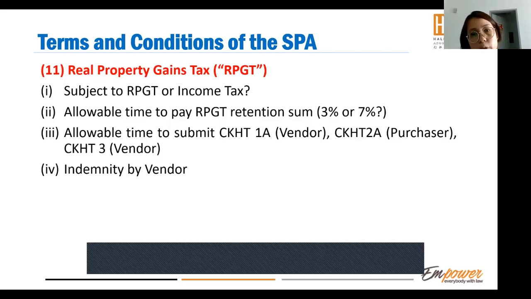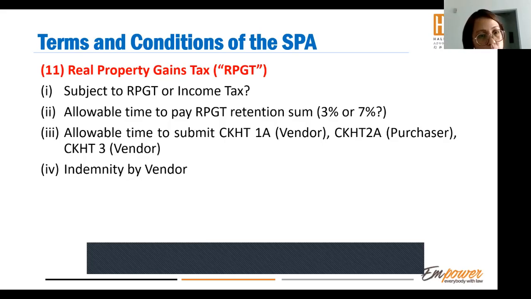Advise the vendor to check with their auditor. They are holding it as what we call an asset, or they are holding it as an investment. It will be a different tax treatment. Don't immediately assume that if they are selling property, then they must pay RPGT. No. This one, always check with the vendor. Ask the vendor to check with their auditor.